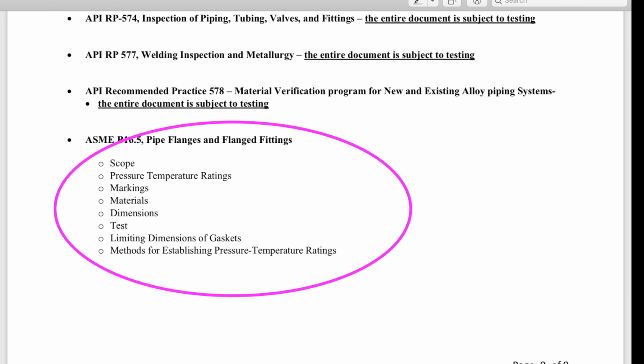Then ASME B16.5, pipe flanges and flanged fittings. The mentioned items are to be covered under this code. Only these things are to be covered as theory. Problems I already explained.